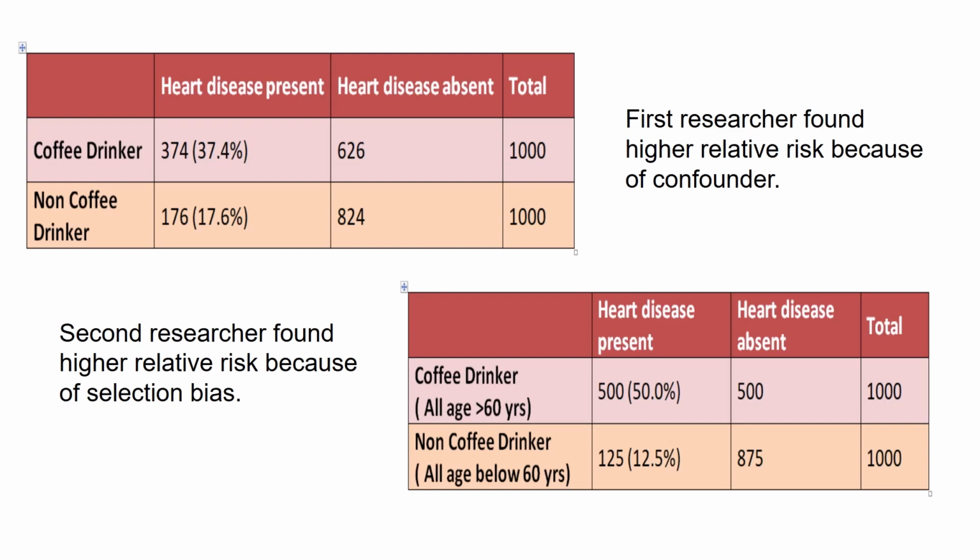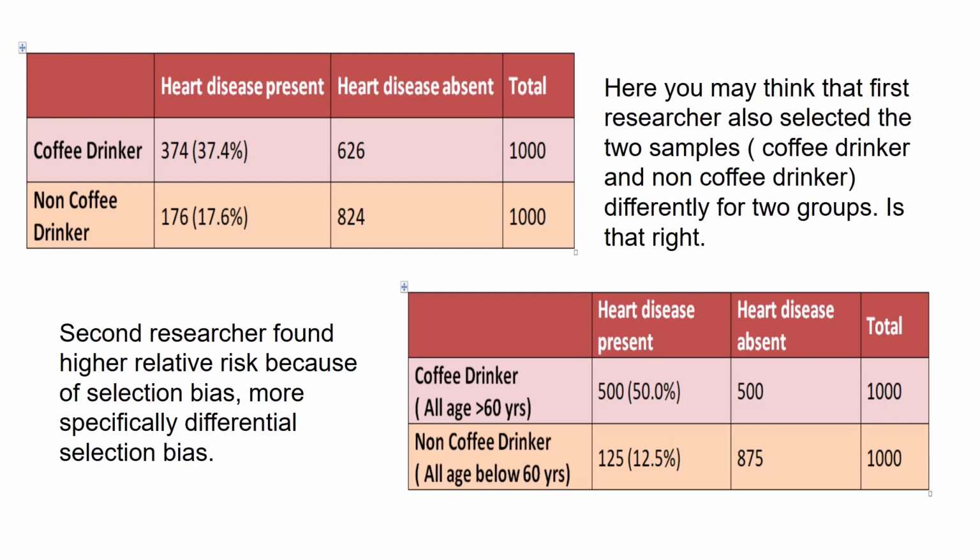If we look closely, we see that the first researcher found a high relative risk because of a confounder, and the second researcher found a higher relative risk because of selection bias. The selection bias by the second researcher is more specifically known as differential selection bias, because the two groups, coffee drinkers and non-coffee drinkers, are not similar to begin with.